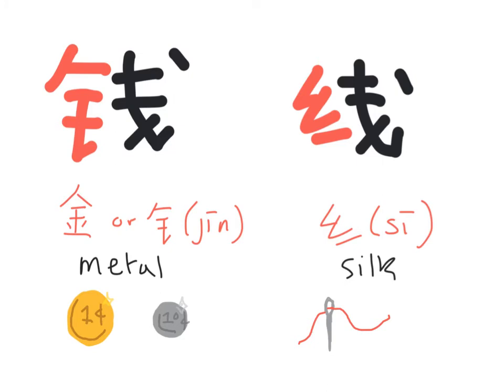These characters look fairly similar because the right half of the characters are the same. The difference is in the left sides of each character, where the radical is held. In Qian, the radical is jin, meaning metal. It can be written like this or like this. In Xian, the radical is si, which means silk. You can think of it like a thread of silk or a line.